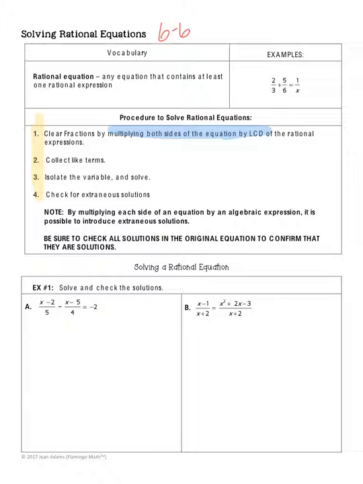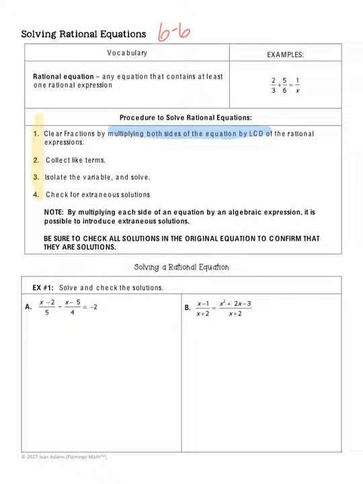Now, it is important that you realize that when you multiply each side of an equation by an algebraic expression, so in other words, if you multiply both sides by an x, it is possible that you can introduce what's called an extraneous solution, meaning a solution that's not going to work, mostly because your new equation does not know or realize that it came from an equation with a fraction. So not only do you have to check for extraneous solutions, you're also going to have to check for answers that become restrictions as well.